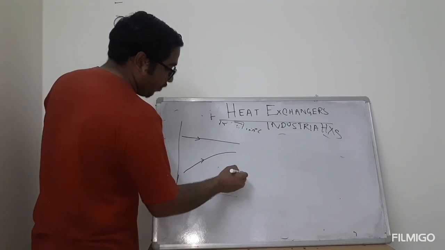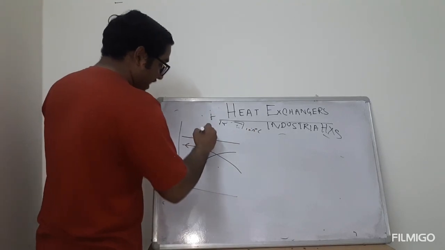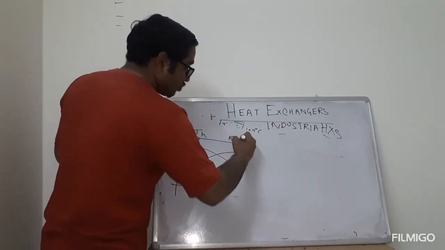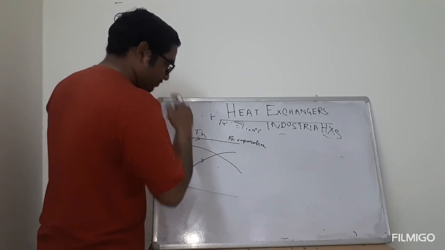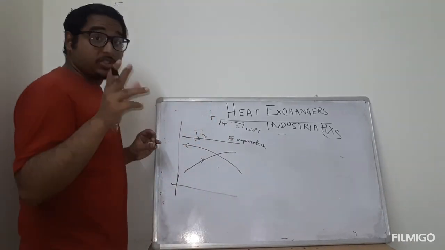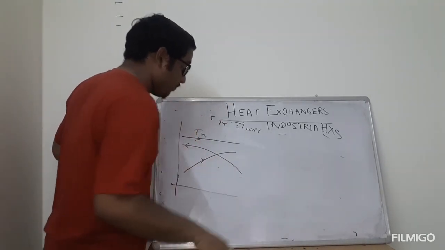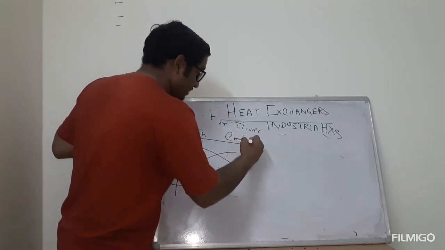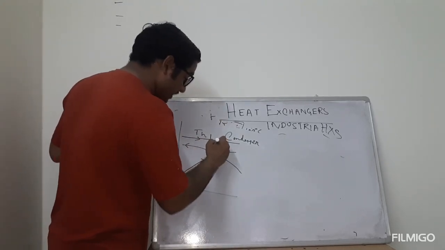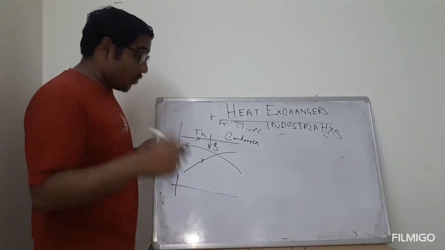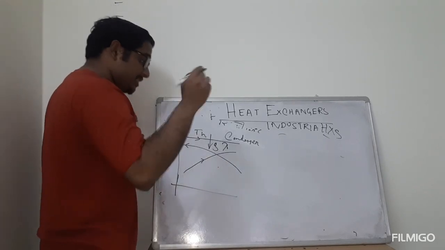The cold fluid entering from here at a lower temperature and exiting here at a higher temperature. And this is a constant temperature, TH, maintained throughout. This is evaporation, the latent heat of vaporization. This is condensation. This is not an evaporator, this is a condenser. So what is happening? It is a condensation process wherein the hot fluid is losing its heat to the cold fluid, and it's not cooling down, it's losing its latent heat. So it is losing lambda, and it is increasing the temperature of the cold fluid.